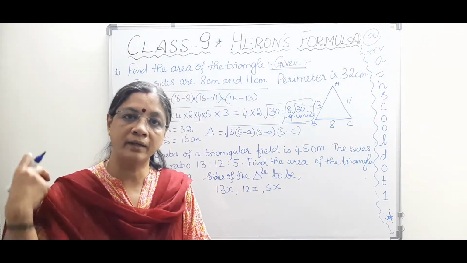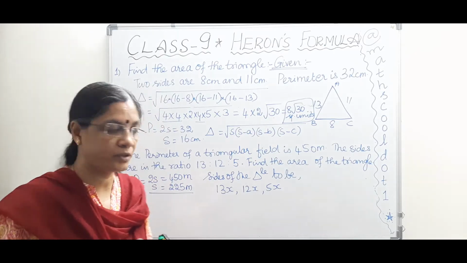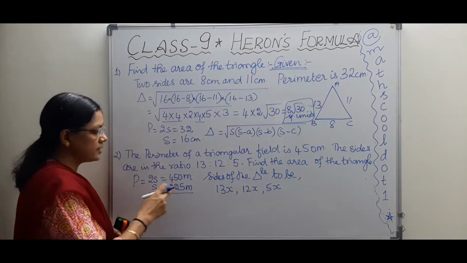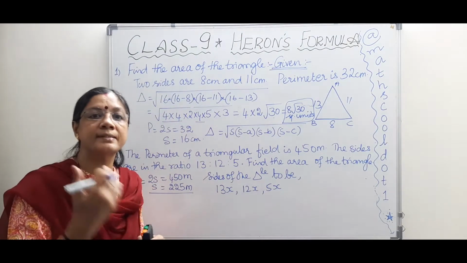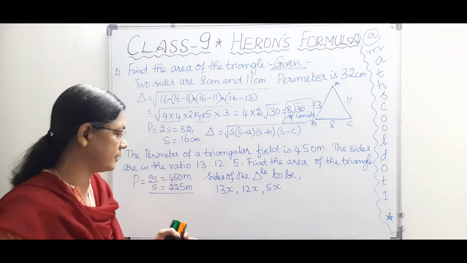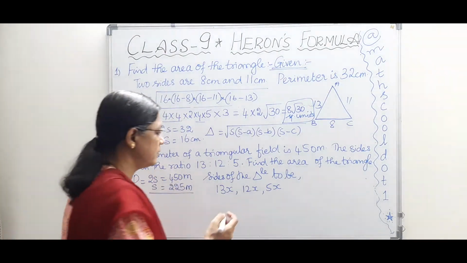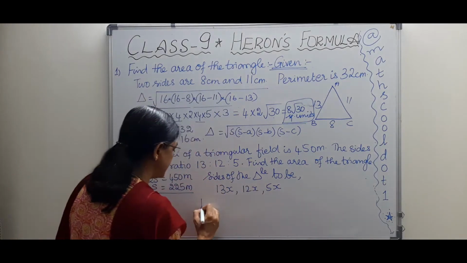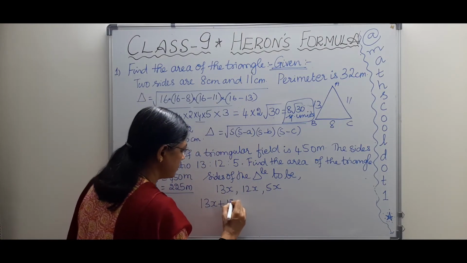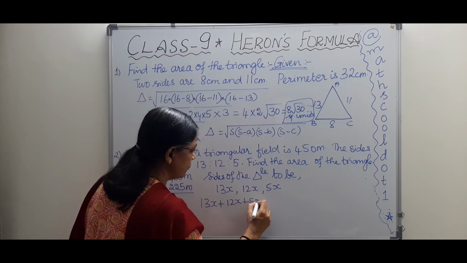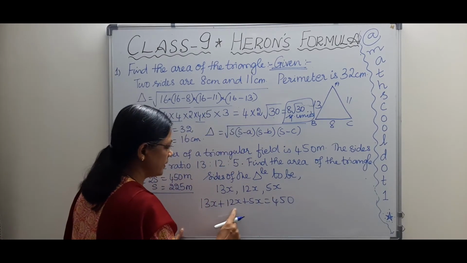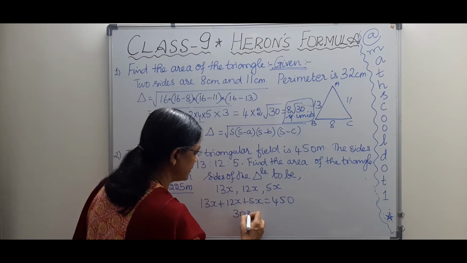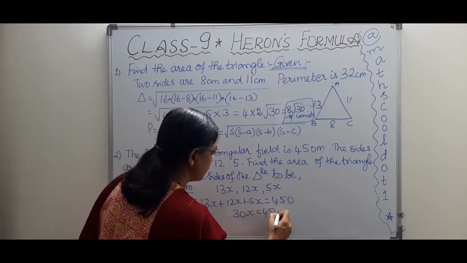Now we need to find x to find the original sides of the triangle, isn't it? So what is 13x plus 12x plus 5x? What is the sum of all the sides? It's just the perimeter, and we know the perimeter here. So you just add all these: 13x plus 12x plus 5x is equal to 450. So what is it? 25 plus 5, that is 30x is equal to 450.